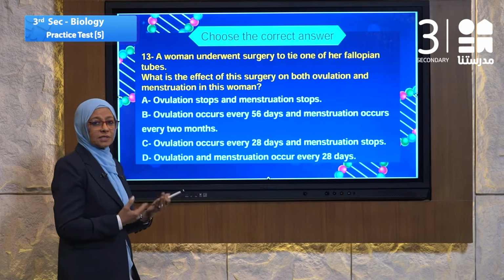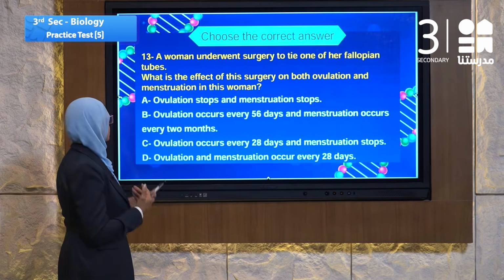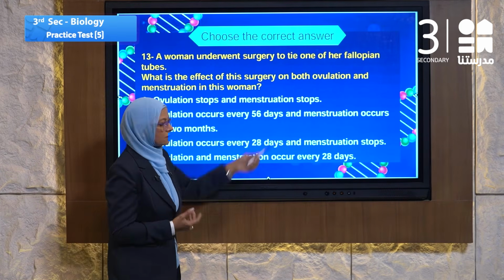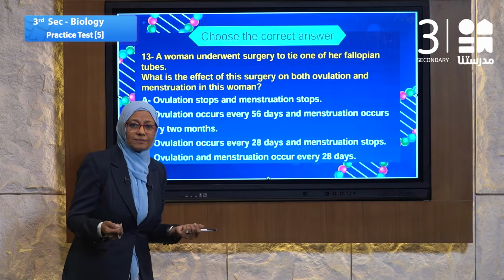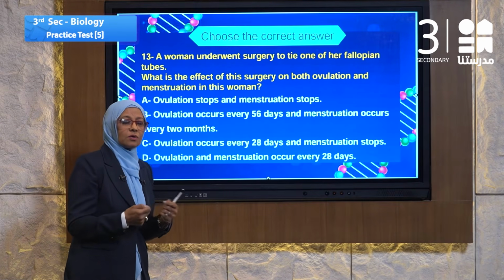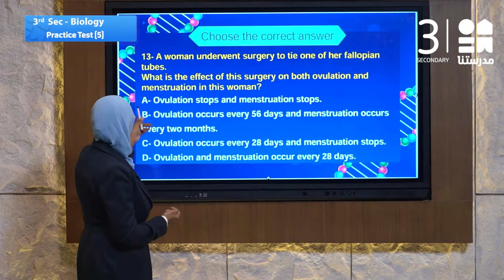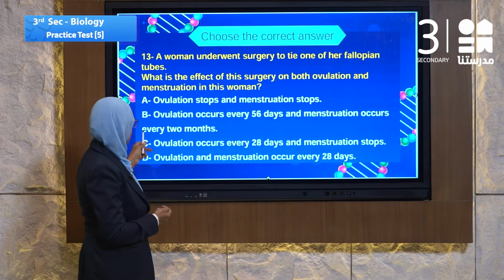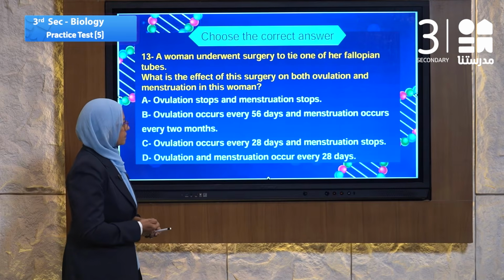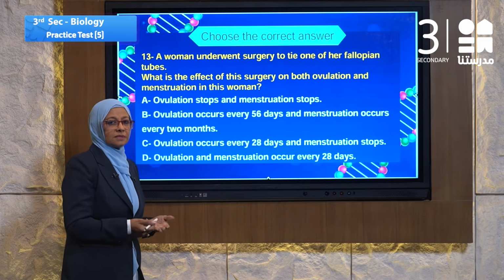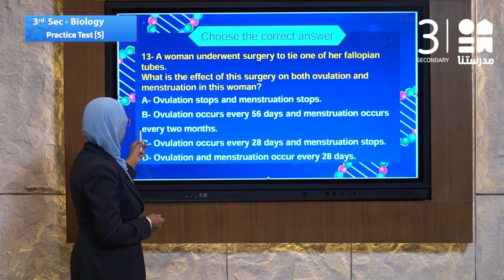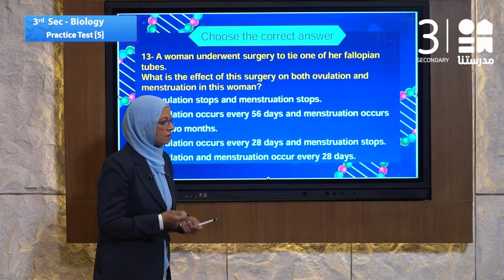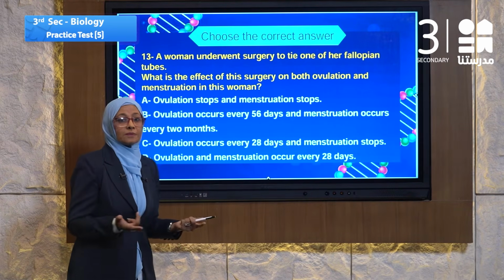So let's read the choices and decide which one is the answer. A, ovulation stops and the menstruation stops. No, we're tying the fallopian tube only. It does not affect the ovaries or the hormones. B, ovulation occurs every 56 days and the menstruation occurs every 2 months. 2 months, 60 days? No, that's not affected. Ovulation occurs at 56 days? No, ovulation is done each month.